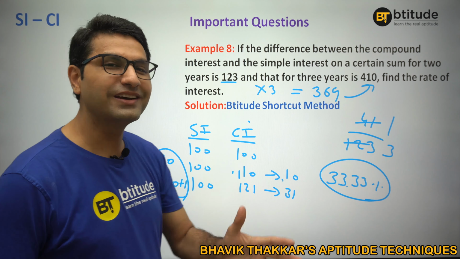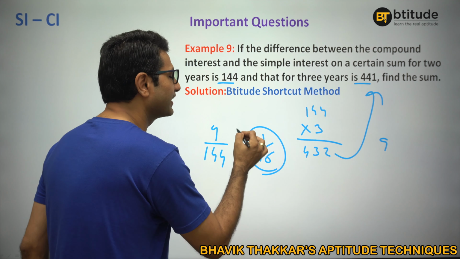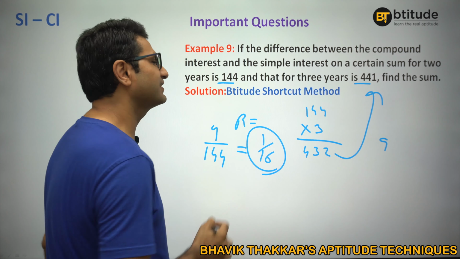What is the extra? 9 rupees, right? That 9 rupees we are getting on 144. Are you getting this? 9 rupees is on 144. That means 1 by 16. This is the rate. 1 by 16 is the rate, 6 1 by 4%. Sorry, 6.25% is the rate.